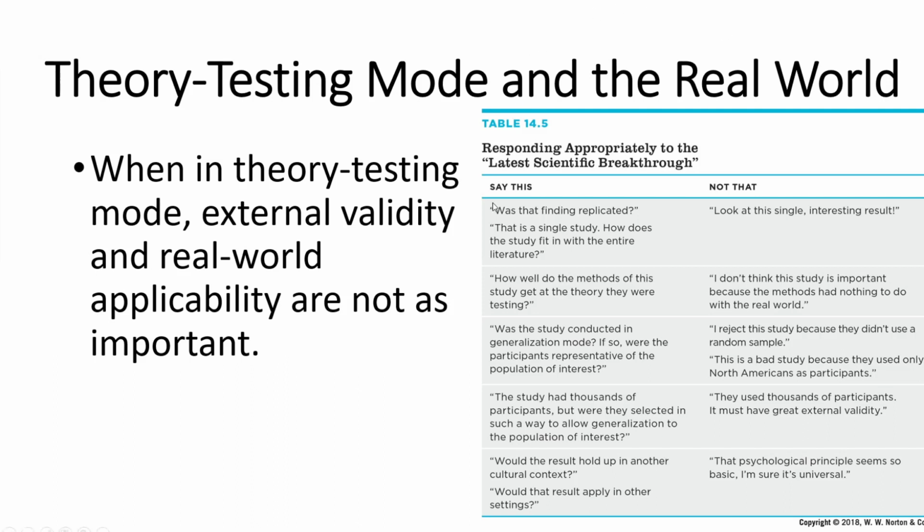And the textbook includes this sort of cute little summary of good ways to critically think about looking at popular media articles with the latest scientific breakthrough. And some of these questions apply for research articles as well, not just popular media. But instead of saying, look at this single interesting result, maybe critically think about the situation and ask, has it been replicated? That's a single study. What about the rest of the literature?